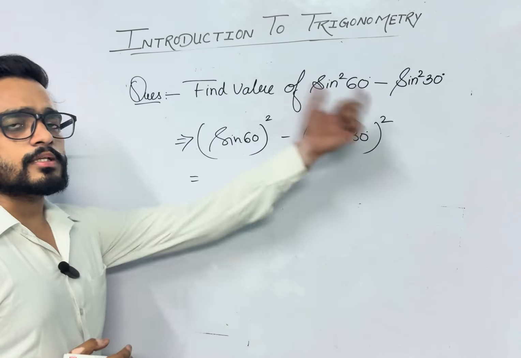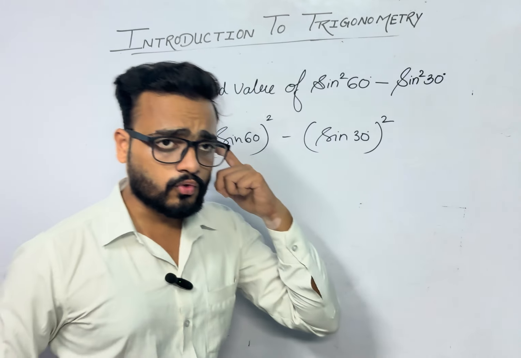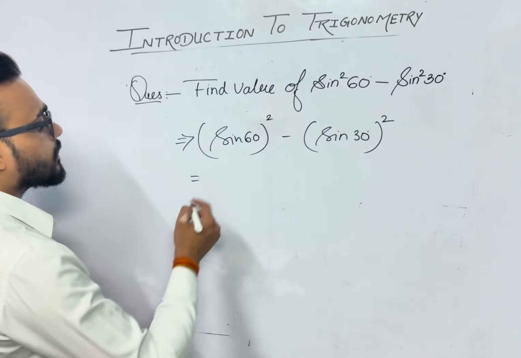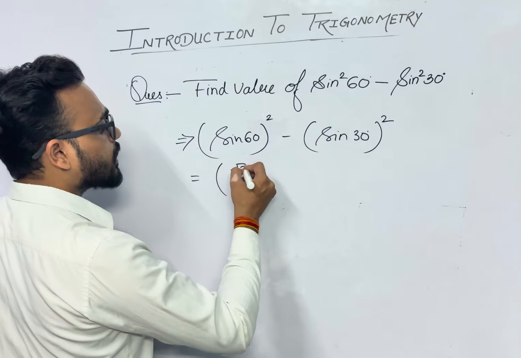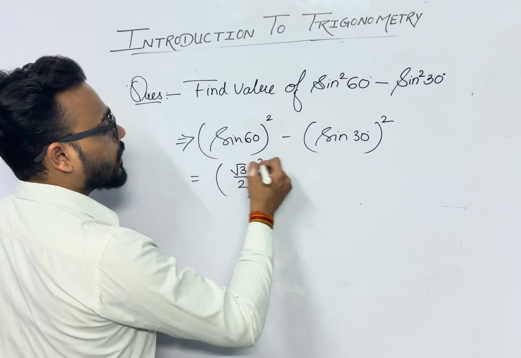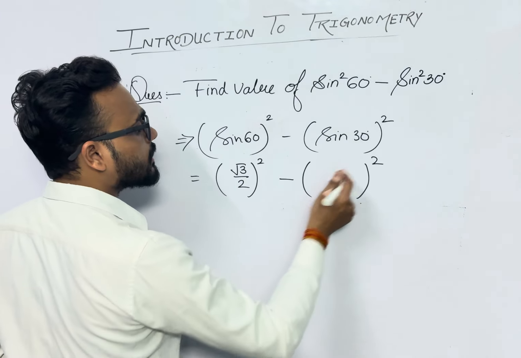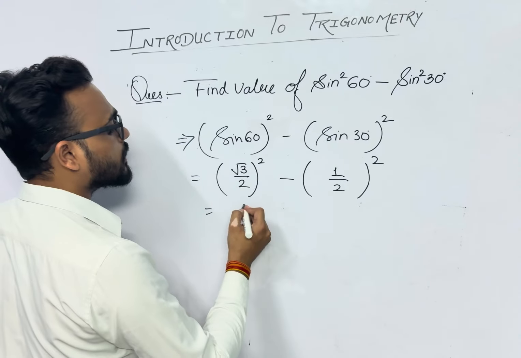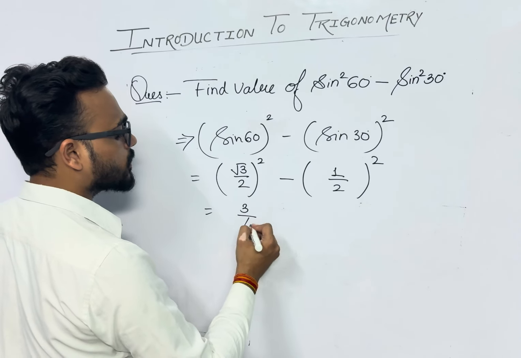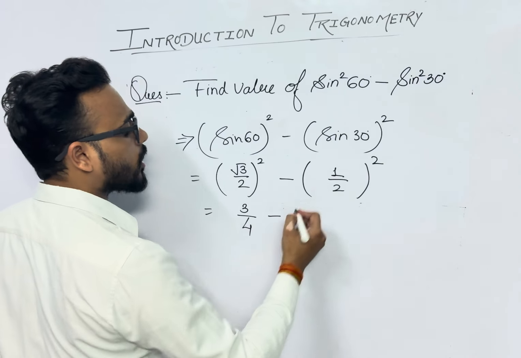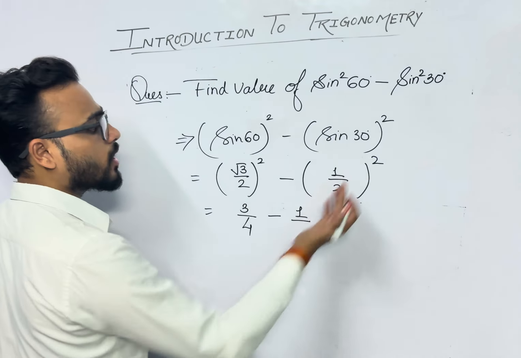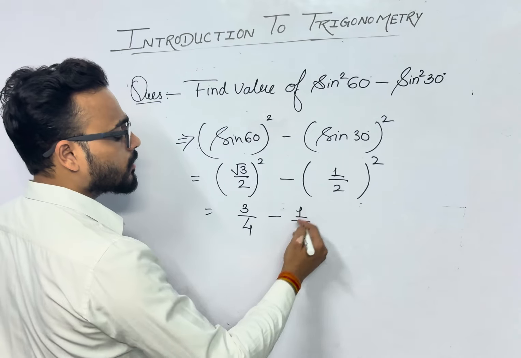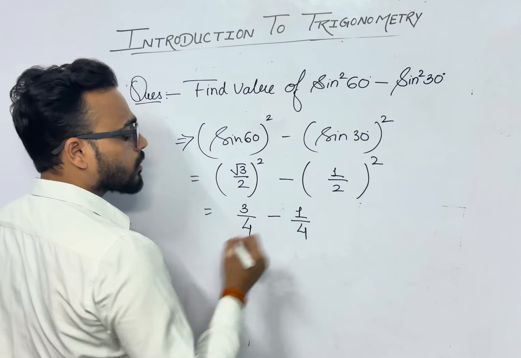And what is the value of sine 60? According to the trigonometric angles we discussed, the value of sine 60 is root 3 by 2, and the value of sine 30 is 1 by 2. So the square of root 3 becomes 3, and the square of 2 is 4, minus the square of 1, which is 1, over the square of 2, which is 4.